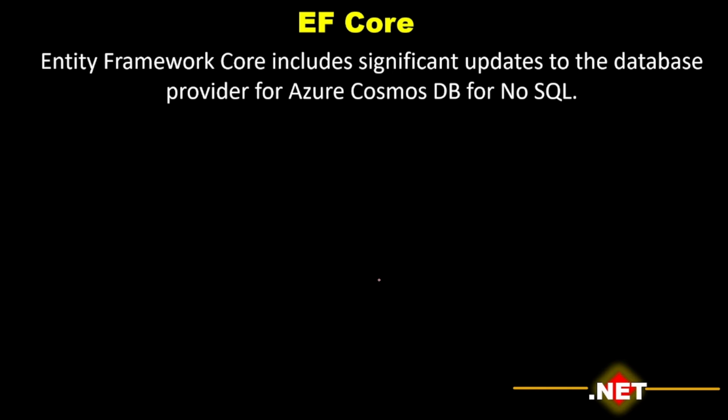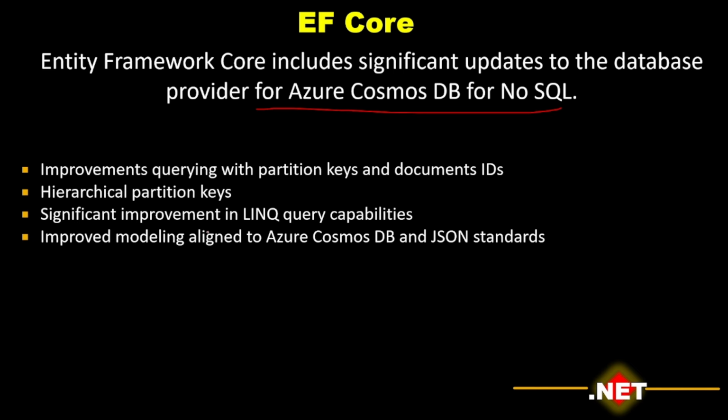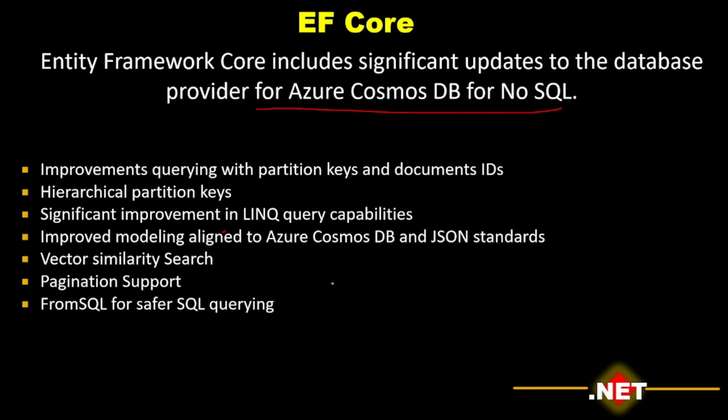Improvements in Entity Framework Core. Entity Framework Core includes significant updates to the new database provider Azure Cosmos DB for NoSQL. Improvements to queries, partition keys and document IDs, hierarchical partition keys, significant improvement in LINQ queries, improved modeling aligned to Azure Cosmos DB and JSON standards, vector similarity search, pagination support, FromSql for safer SQL queries, GroupBy and ExecuteUpdate support, and many more in EF Core in .NET 9.